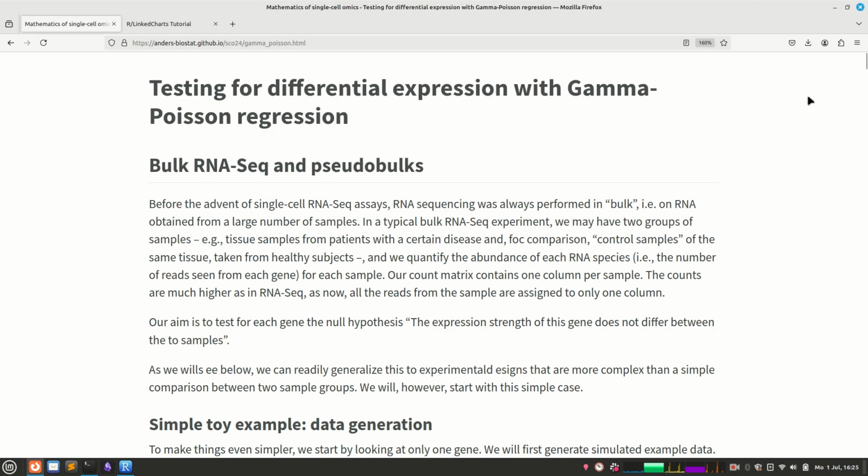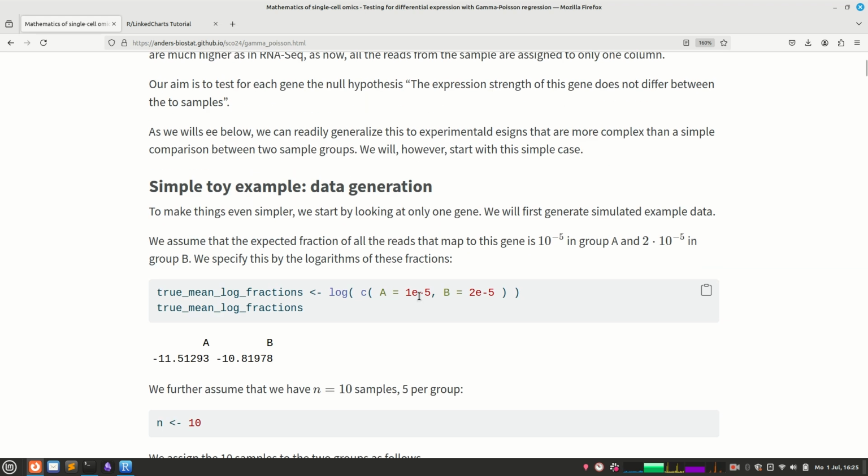So let's here use the simple example where we say we have a gene of which we assume that 1 in 100,000 RNA molecules come from this gene and all the others from other genes in group A, and twice as many in group B. So I have sample groups, let's say 10 samples of group A.